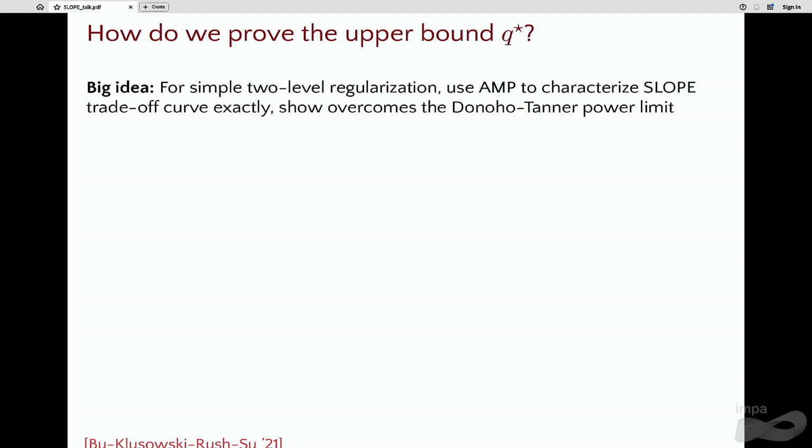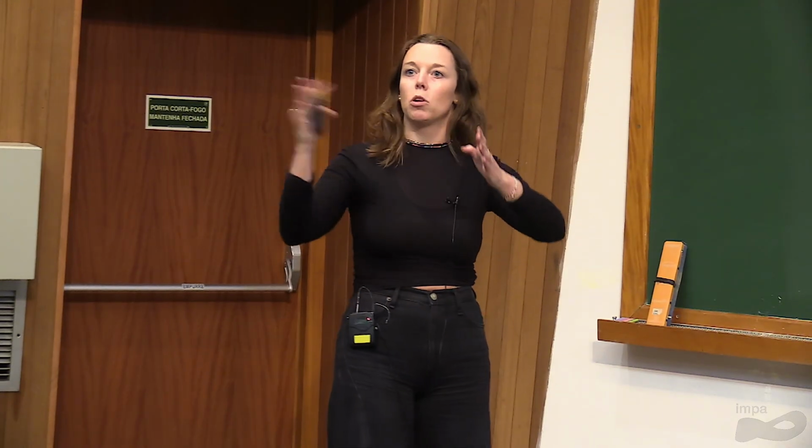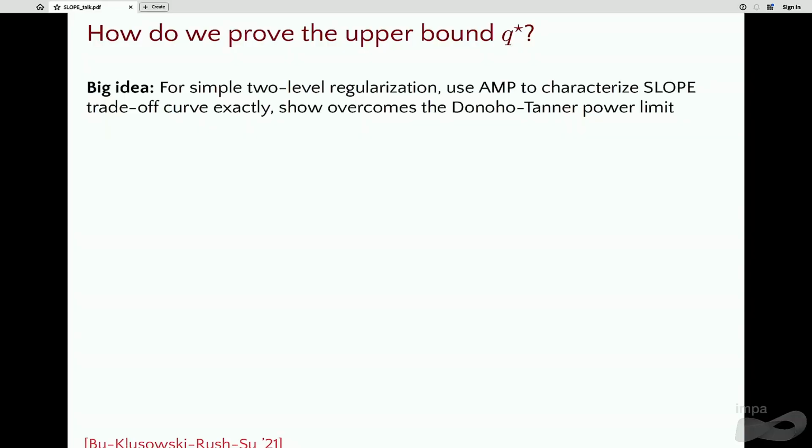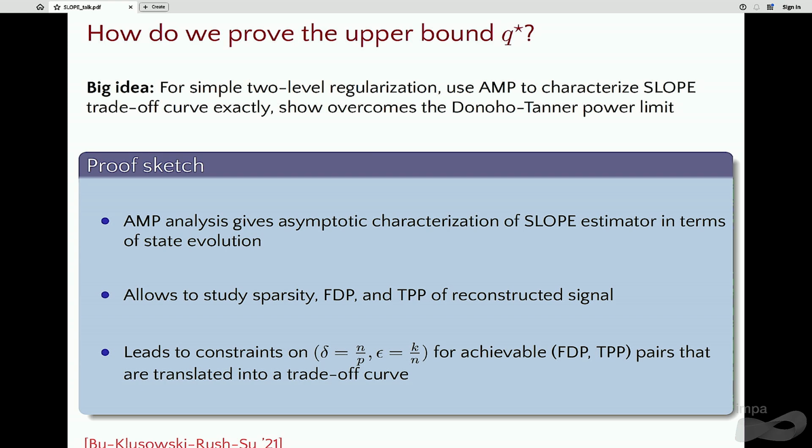Well, the idea is that we use AMP to exactly characterize the asymptotic false discovery proportion and TPP for a specific slope instance. So in particular, we look at the simple two-level regularization that I was mentioning before in response to Mickey's question, right, where instead of having p different values in the slope regularizer, you just choose two and a proportion. And then, using this, you can characterize the slope trade-off curve exactly to show that it overcomes the Donoho-Tanner power limit.